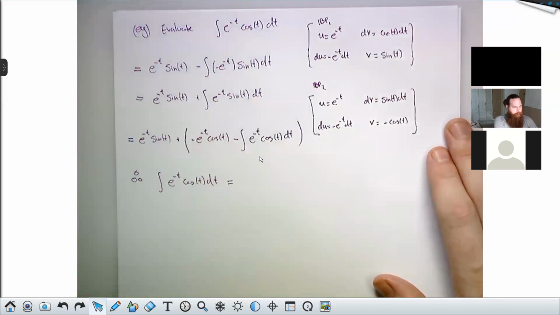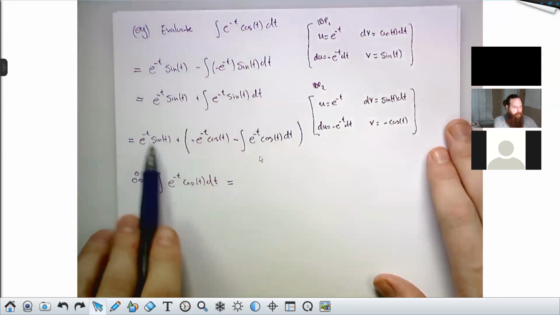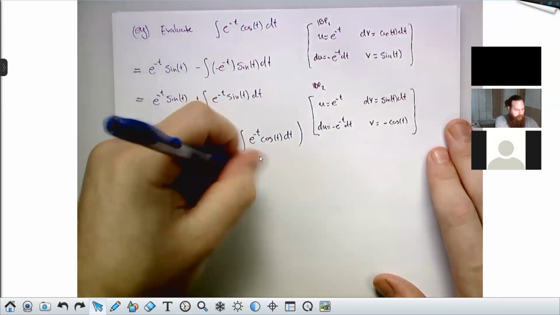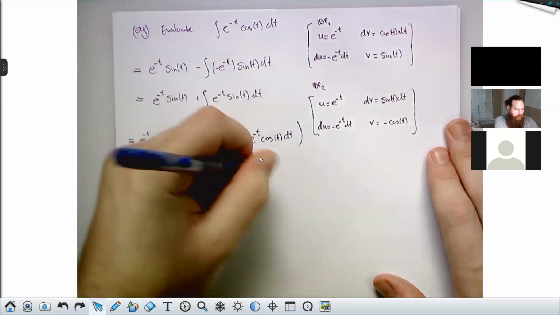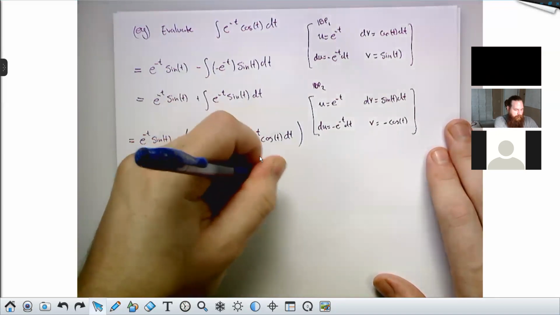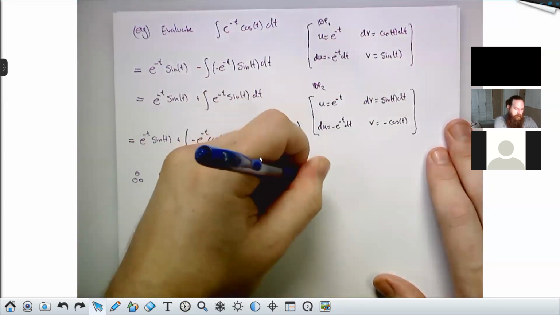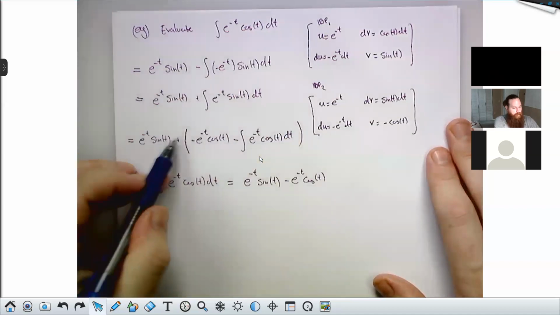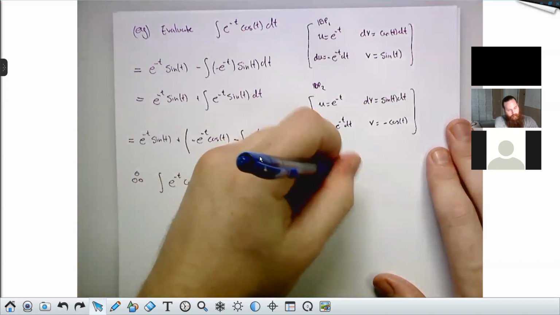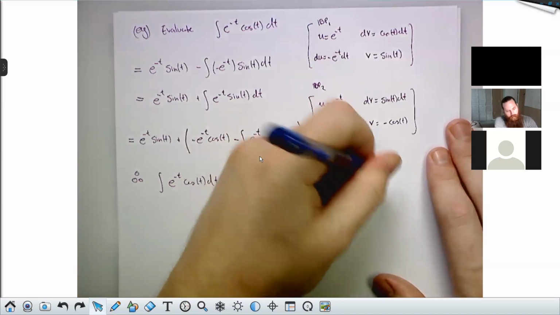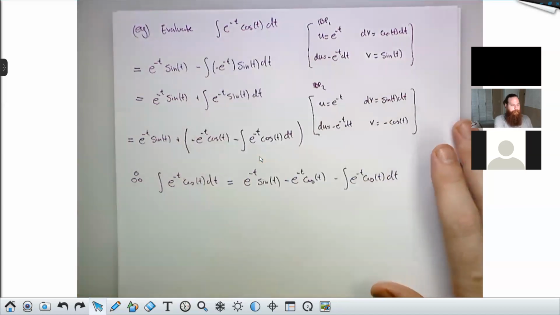So what do we have? I've got e to the negative t sine t minus e to the negative t cos t and then minus the integral of e to the negative t cos t dt.